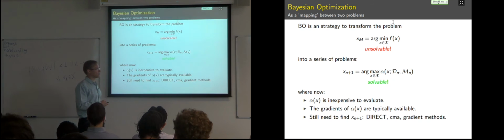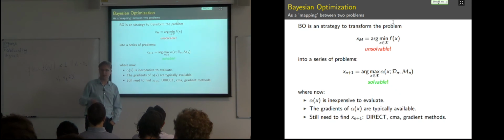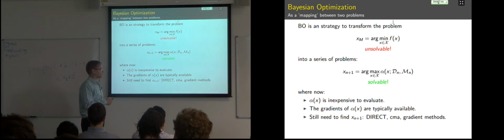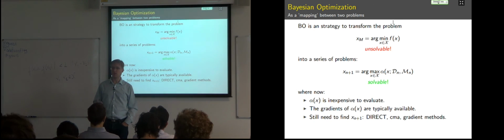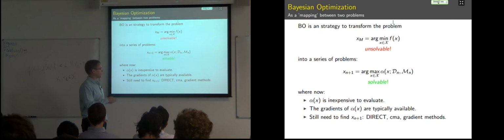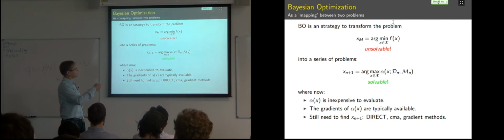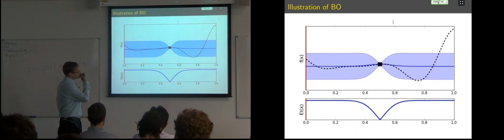So you can do that by different methods. You can use gradient methods, covariance matrix adaptation methods, or the direct algorithm. So these are the three most used alternatives to solve the surrogate problems that you generate to solve the original one. So how does this work?